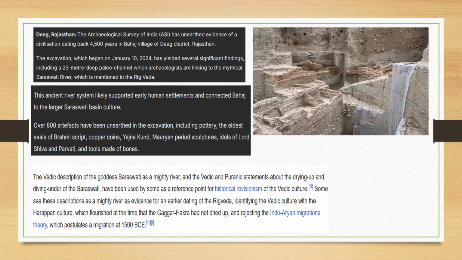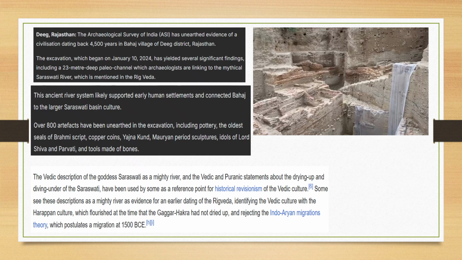Well, let's come to a recent discovery. The Archaeological Survey of India has unearthed evidence of a civilization dating back 4,500 years. Well, that's how many years? That's 2,500 BC. Okay. And the ancient river system supported early human settlements and connected Bahars to the largest Saraswati basin culture. Basically, they yielded a 23-meter deep paleo channel here, and that paleo channel is said to be connected with the Saraswati River. And well, which Saraswati River? Again, of the Ghaggar Hakra system. So yeah, it's basically confirmed now that the Ghaggar Hakra system was the Saraswati River.